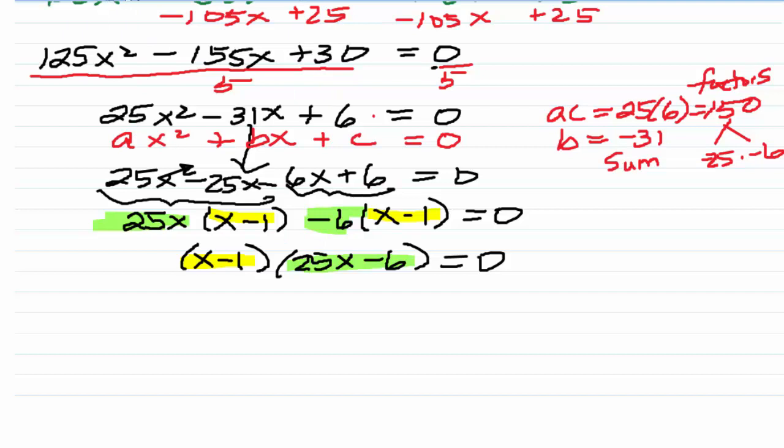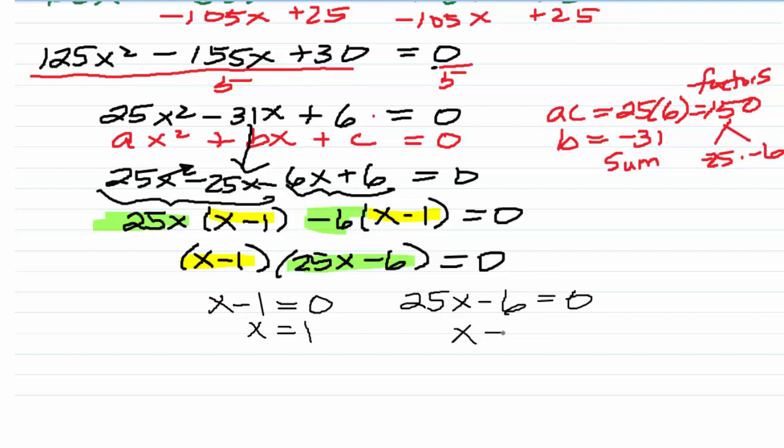Now, why is it good to have a factored form when you're solving a quadratic equation? Because that means we're multiplying two mystery numbers together and getting 0, so one of them has to be 0 logically. That would mean either x minus 1 is 0, so x is 1, or 25x minus 6 is 0, which would mean x is 6/25.